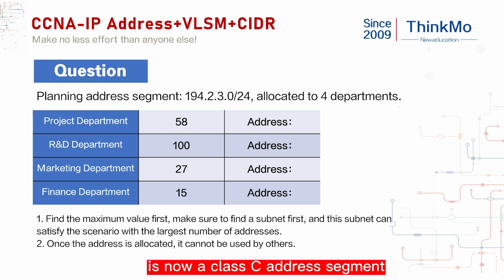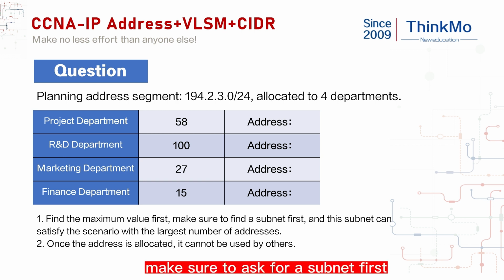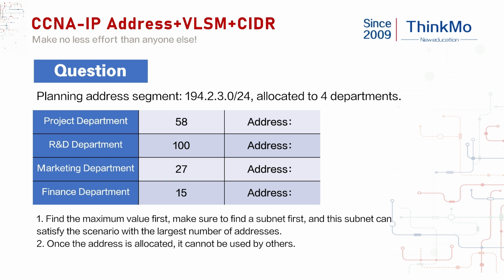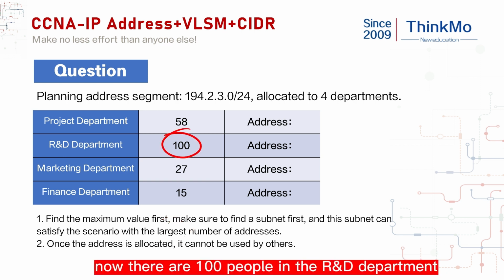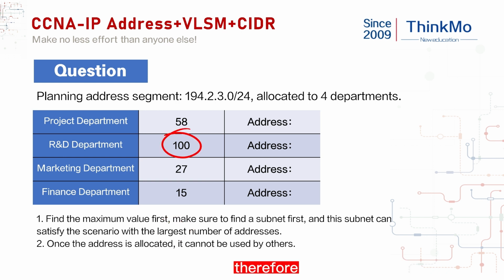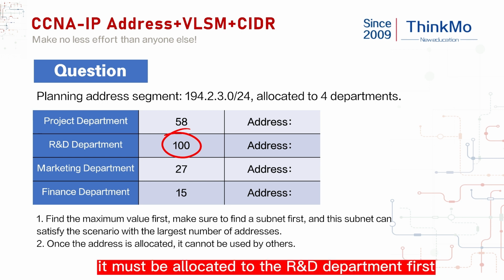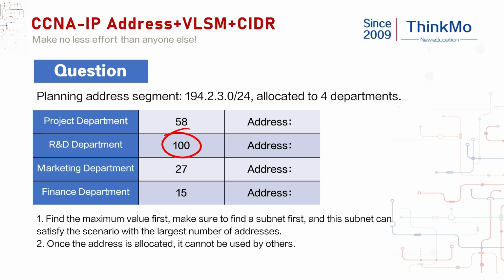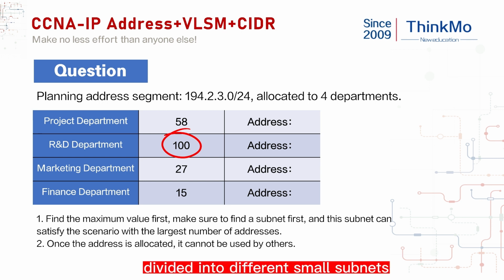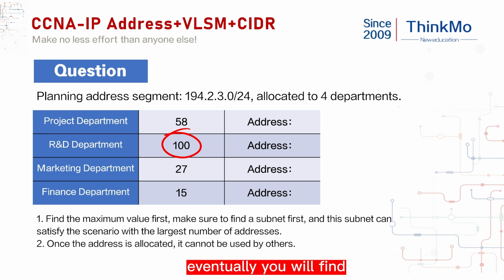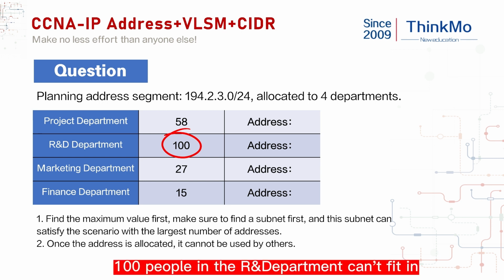It must be ensured that a subnet is sought first. This is now a Class C address segment. Make sure to ask for a subnet first, and this subnet must satisfy the situation with the largest number of addresses. Now there are 100 people in the RAN-D department. Therefore, it must be allocated to the RAN-D department first. Otherwise, after planning the address, if you divide it into different small subnets, eventually you will find 100 people in the RAN-D department can't fit in.